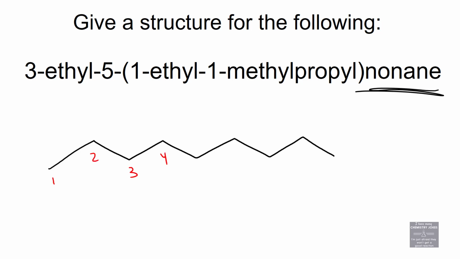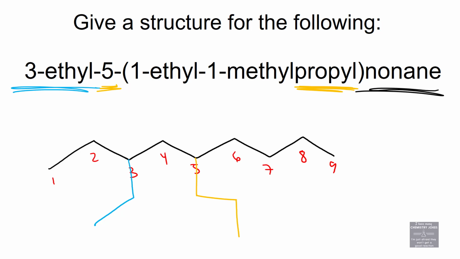We will give them official numbers so that you can see where I'm at. Let's put an ethyl on carbon 3. That's 2 carbons on carbon 3. There's a whole parentheses thing, so I'm going to go to the end of the parentheses and put a propyl on carbon 5. Propyl means 3 carbons all in a line. And on carbon 5, I'm going to start renumbering my propyl chain because that's what the parentheses tells me to do. Then on the propyl substituent, I'm going to put an ethyl on carbon 1 and a methyl on carbon 1 also. This is my final structure.